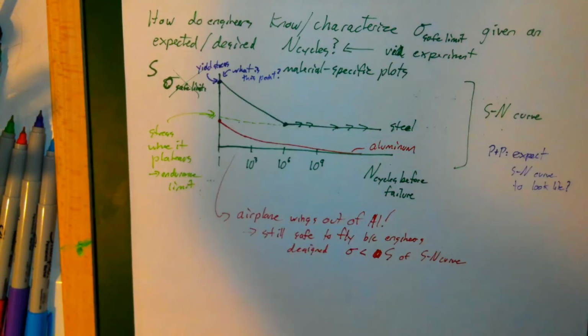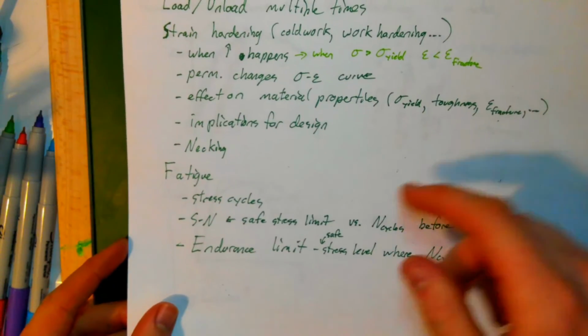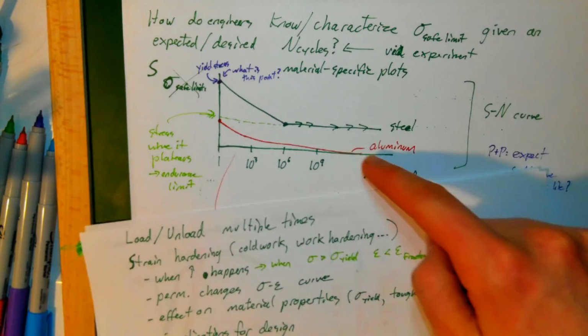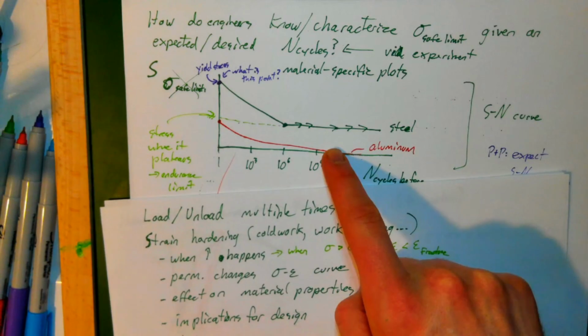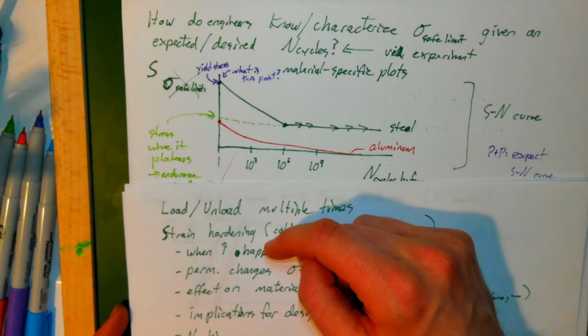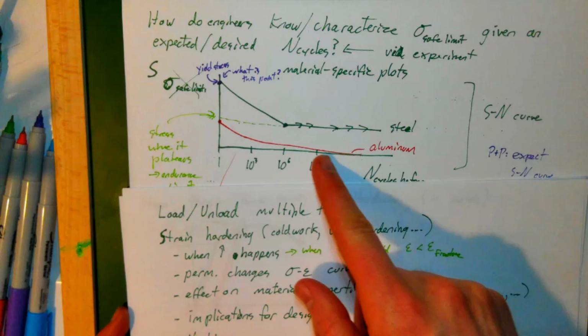So, thus concludes our discussion of fatigue and how the endurance limit is a characteristic of some materials but not necessarily others, and how the safe limit for our design stress decreases with the number of cycles that we have there.